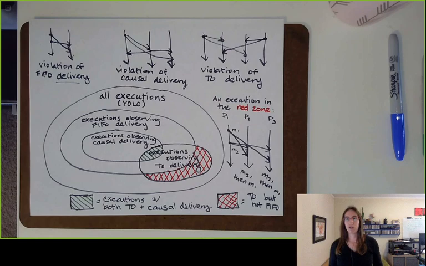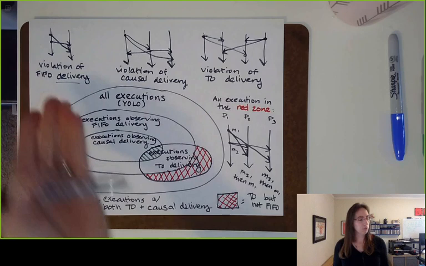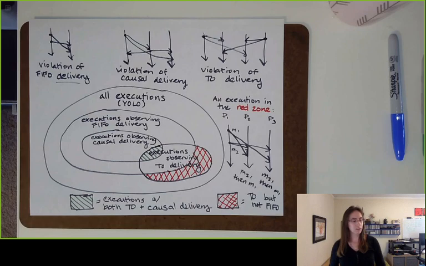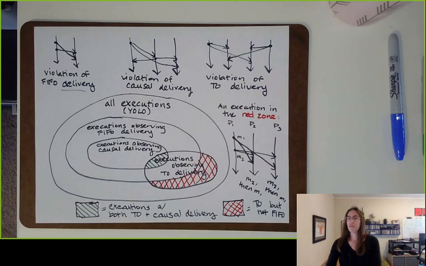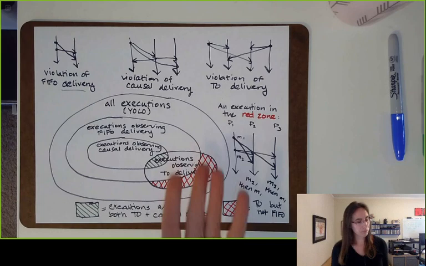Unlike with causal, if we're implementing a causal delivery mechanism, you get FIFO delivery for free, as you can see from the way that these circles are nested. Not so with totally ordered delivery. So that's a quick recap of the delivery guarantees, the properties of executions that we talked about last time. Any questions on that before we move on?